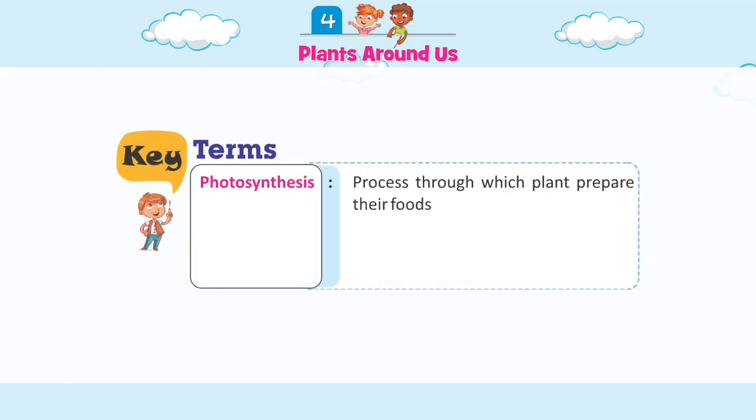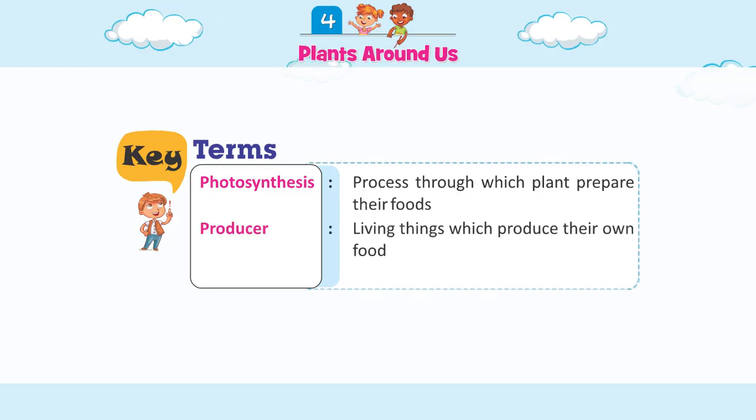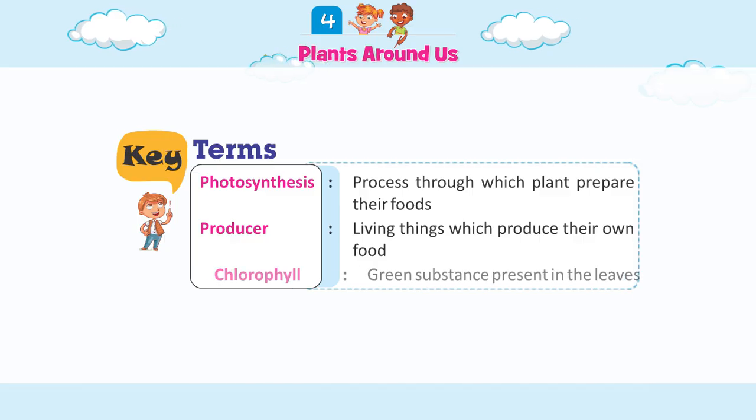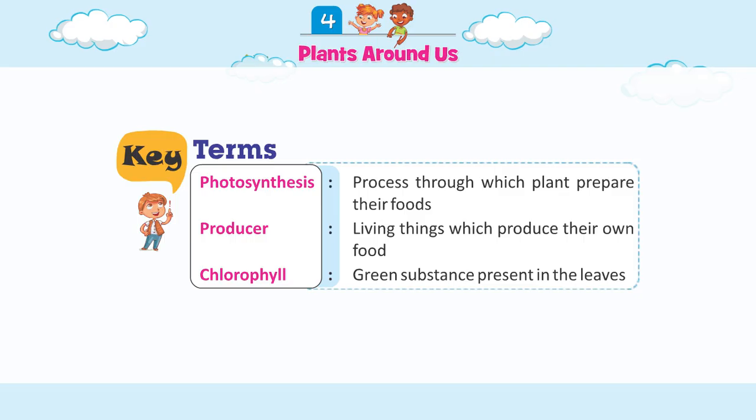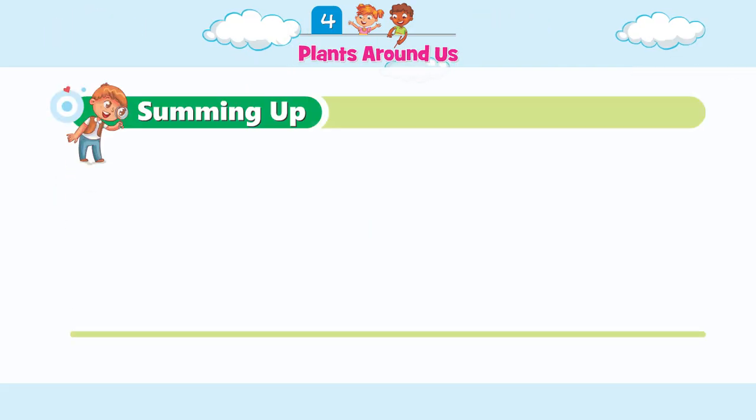Key terms: photosynthesis, process through which plants prepare their food. Producer, living things which produce their own food. Chlorophyll, green substance present in the leaves.